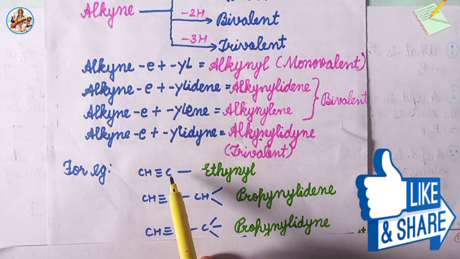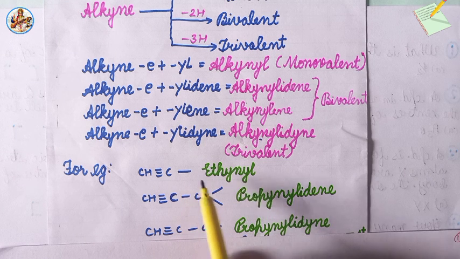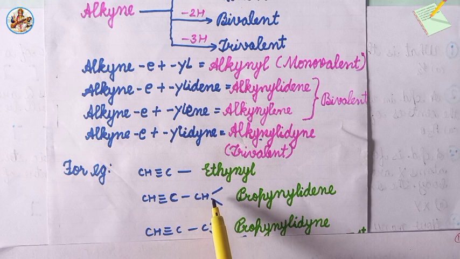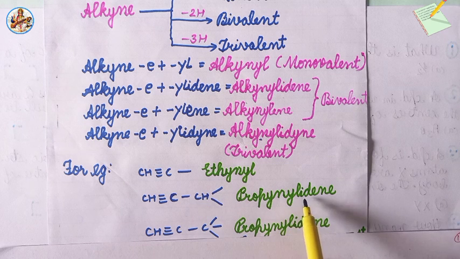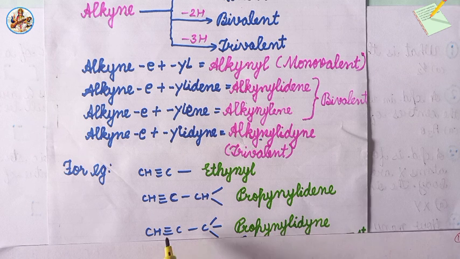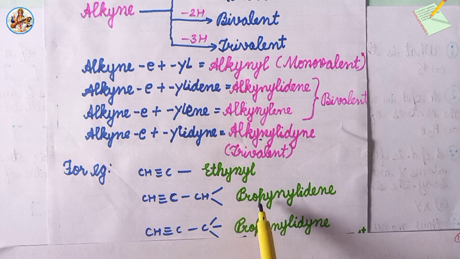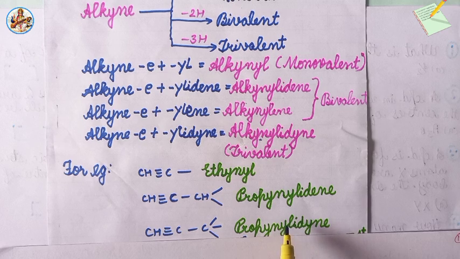So, in case of a monovalent hydrocarbon radical, the yl suffix is used. In case of bivalent, the ylidene suffix is used. Here, two hydrogen atoms are removed from the same carbon atom. So, the ylidene suffix is used, and in case of trivalent, the ylidyne suffix is used. So, it is ethanyl, it is propanylidene and it is propanylidyne radical.